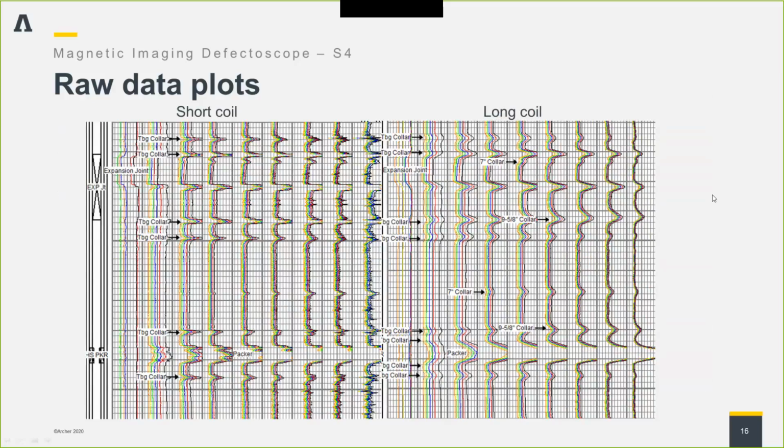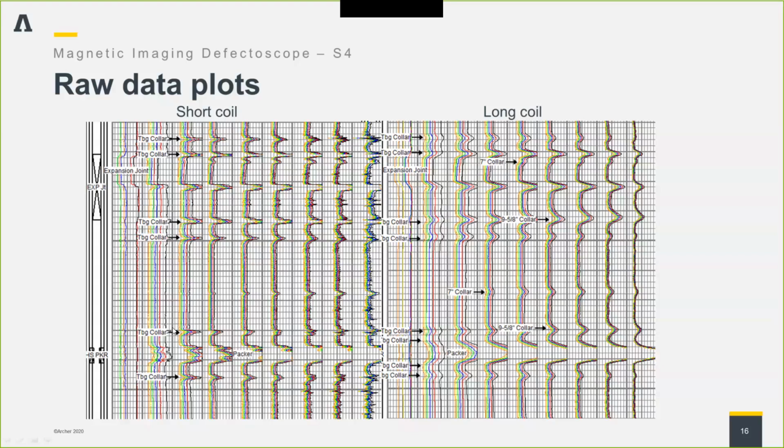So what I'd like to show now is a comparison between the short coil and the long coil. This is going through a section where we've got an expansion joint in tubing, and then we've got a packer, and we have 9 5/8 and 7-inch on the outside. The first thing you see is that the short coil response looks much spikier, and that's because the shorter the coil, the better your vertical resolution. So we can use the short coil to look at the near arrivals, the tubing and the first casing string, and get slightly better vertical resolution.